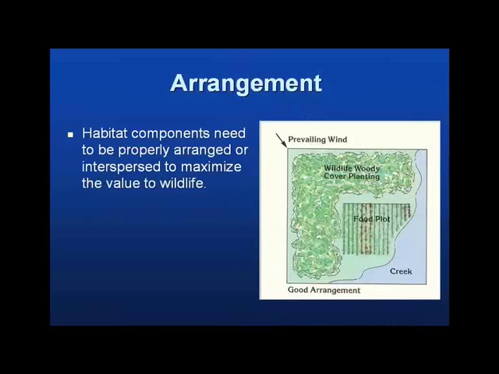A few other quick principles when we talk about these habitat components. It's also important, the arrangement of the food, of the water, of the cover, and it's important that it's interspersed to maximize the value to wildlife. So you don't want to have water in the northwest corner of your property and all your food and planting in the southeast. You want to make sure that these components are interspersed, mixed throughout the property.